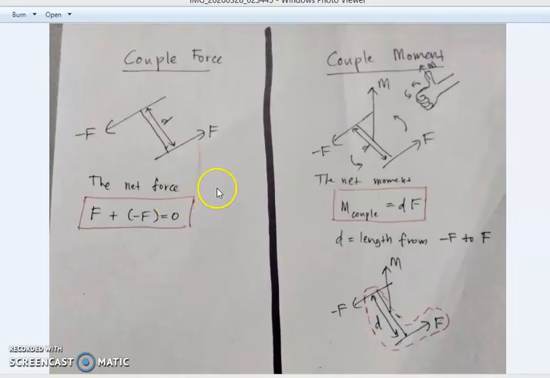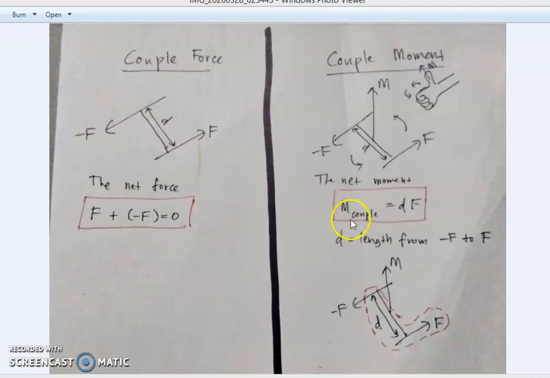So there are a few important things that you need to remember about the couple moment. The first one is the couple force. The net force of the couple force is equal to 0, because when you sum up the force in the right direction with the force in the left direction, which is negative, F minus F, this is equal to 0.